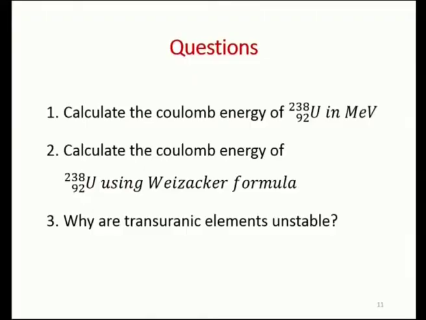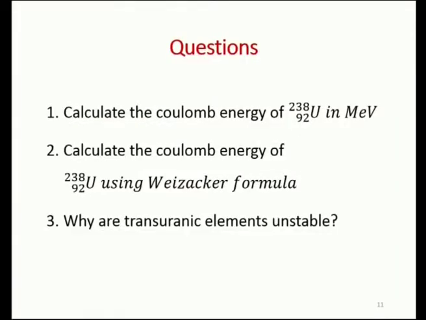Now, we will have just a few questions. Calculate the Coulomb energy of uranium 92-238 in MeV. Already we have the expression for Coulomb energy written, and there Z comes into the picture. Here Z is 92 and mass number A is 238. So, calculate and find out the Coulomb energy of uranium.